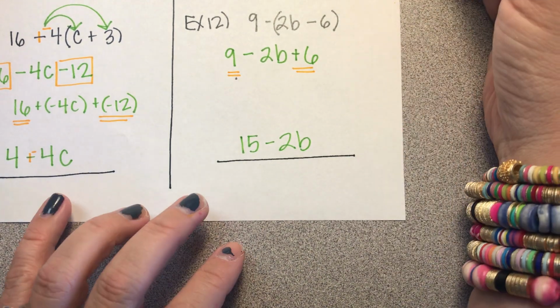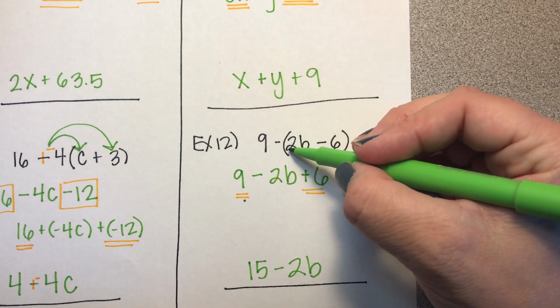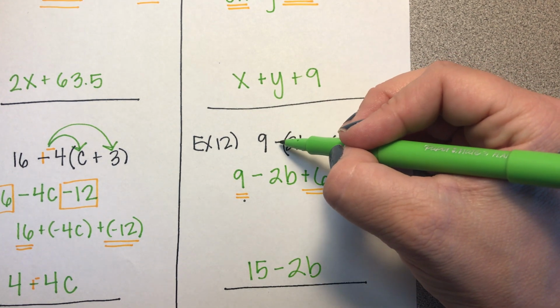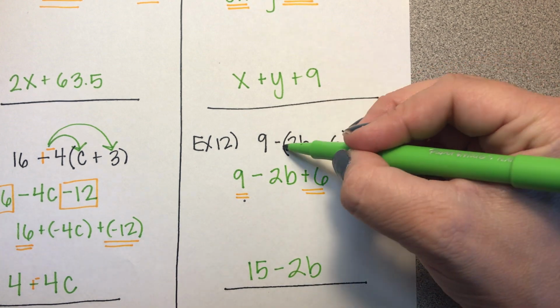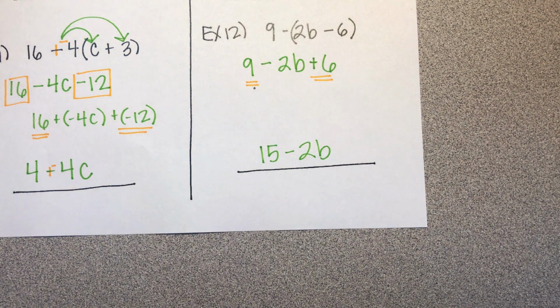So on both of these last two examples, 11 and 12, when you're subtracting an entire parentheses, that's just like distributing a negative. The opposite of 2b is negative 2b. The opposite of subtracting 6 is adding 6. And don't panic if you're having a hard time. Go through, try them again, and then tomorrow in class we will go over it and I'll answer any questions you have.